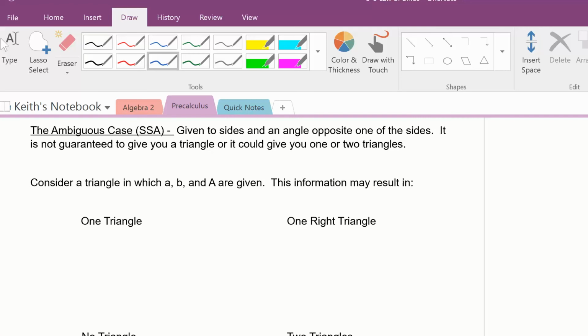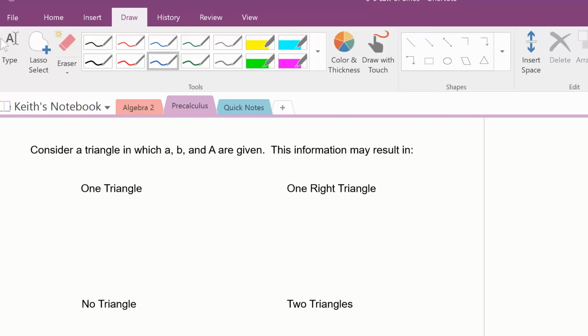There is a third case, which is what's called the ambiguous case. If you're given two sides and an angle opposite one of the sides, it is not guaranteed to give you a triangle, or it could give you one or two triangles depending. So it says here, consider a triangle in which side B and angle A are given. The information may result in the following. So if you look, let's say you have angle A, B, C.